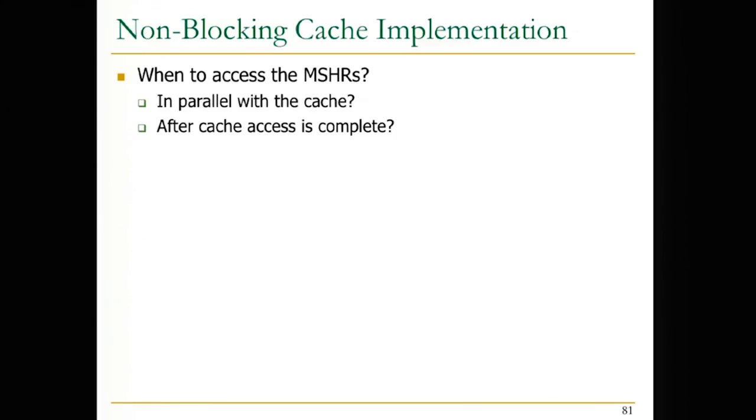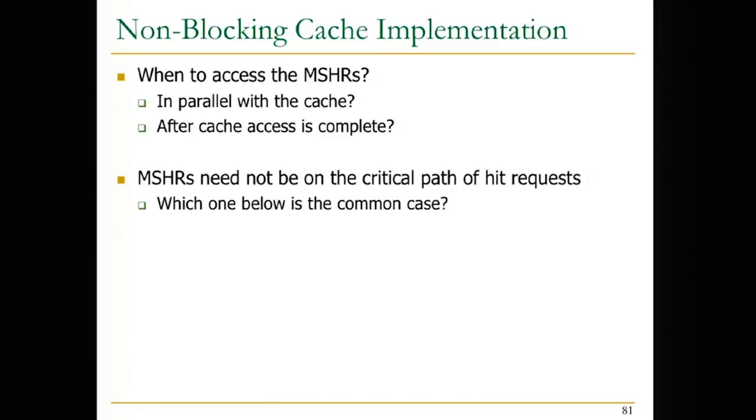Hopefully, this is simple. So there are some questions over here. When do you access the MSHRs? Do you do it in parallel with the cache or after the cache access is complete? Again, another design choice, serial versus parallel, right? Because MSHR is really a buffer of stuff that's waiting to get into the cache. Usually MSHRs need not be on the critical path of hit requests. Usually a cache hit is the common case and cache miss and MSHR is the uncommon case. So you don't want to put the MSHRs into the critical path of your L1 cache access. That's why usually you access MSHRs after the cache access is complete, after you know whether you have a cache hit or cache miss. But of course, it's a design choice.